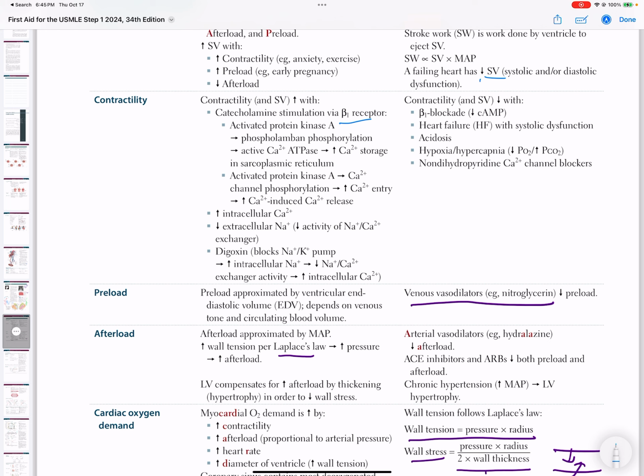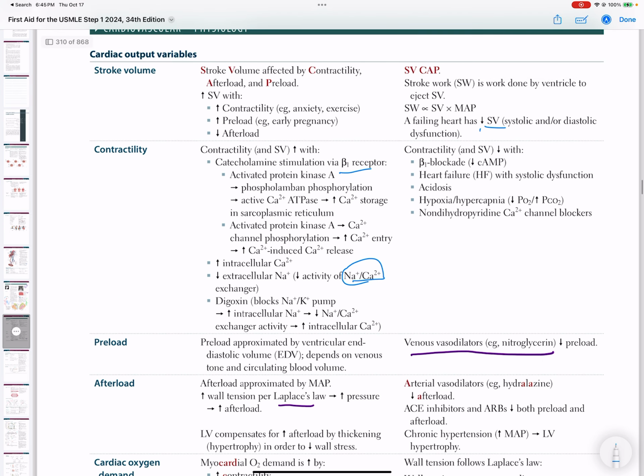What happens with the sodium calcium exchanger? This is where digoxin works. So when there is decreased extracellular sodium, intracellular calcium gets increased because it's trying to balance it out. Digoxin blocks the sodium potassium pump. It increases intracellular sodium, decreases sodium calcium exchanger activity, thereby increasing intracellular calcium.